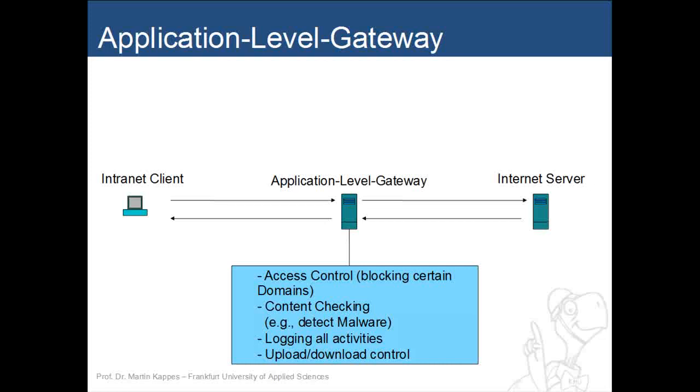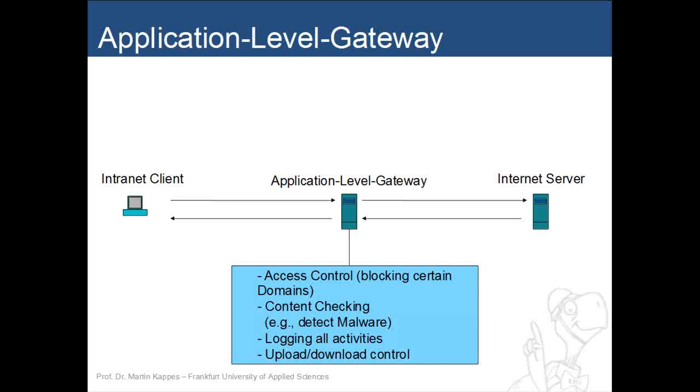So again, we have rules, what's allowed and what's not allowed. And what happens then is, let's stick for now with the scenario that the client here is in the intranet. The client places the request on the application level gateway, where the application level gateway basically analyzes what happens and then forwards the request to the server in the internet.